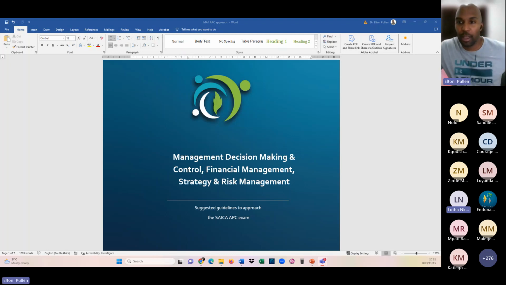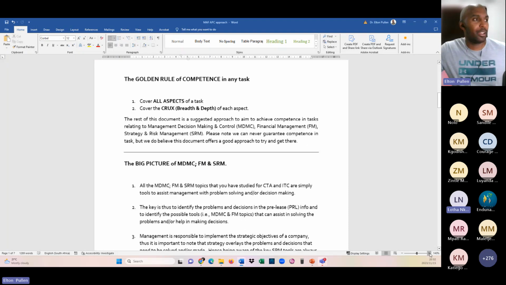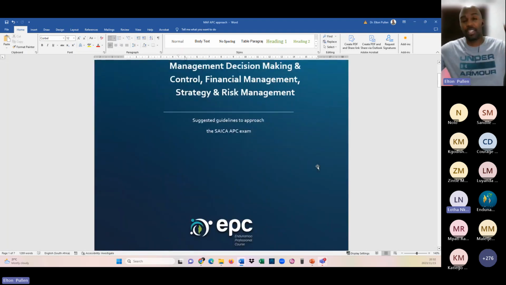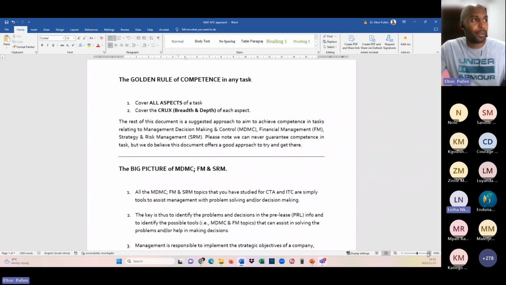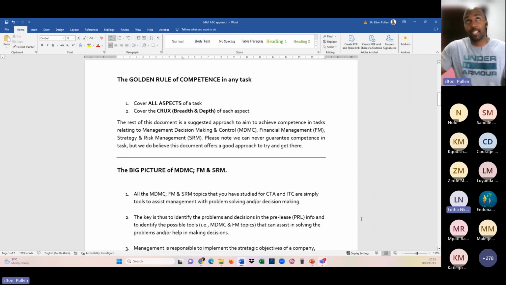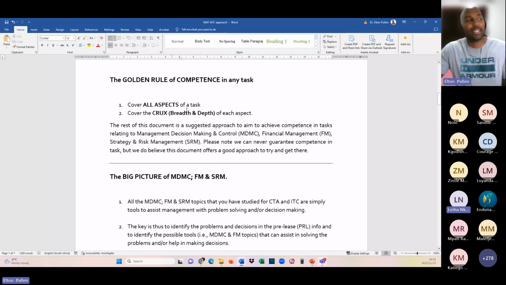All right. I've listened to part of what Rendani was saying earlier. So, just at the top, this is really just suggested guidelines to approach math, as in MDMC, financial management strategy and risk management, in the APC exam. This is from a math perspective, but irrespective of what subject you're dealing with, when it comes to competence, as Rendani rightfully pointed out, the golden rule is that you have to cover all aspects of a task.